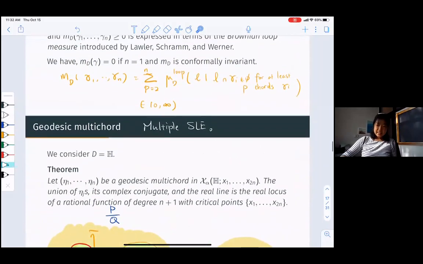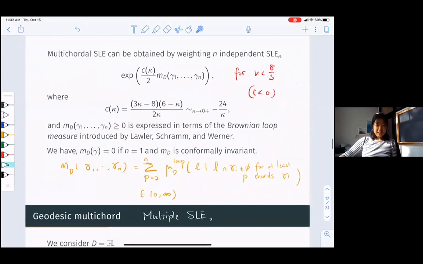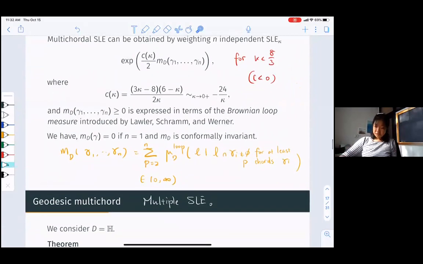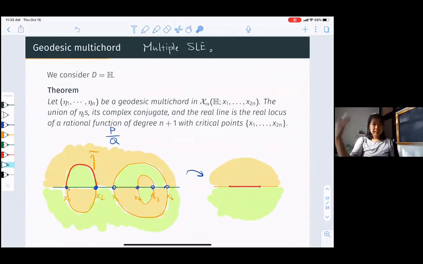All right, and now we are going to tackle the problem: what is the multiple SLE0? What is the geodesic multi-chord? We did this with Evelina. The proof is very cute: we are going to associate to a multiple SLE0 a rational function. First of all, SLEs are defined in a conformally invariant way. We just take the domain to be either the disk or the upper half plane. Here we take the upper half plane.